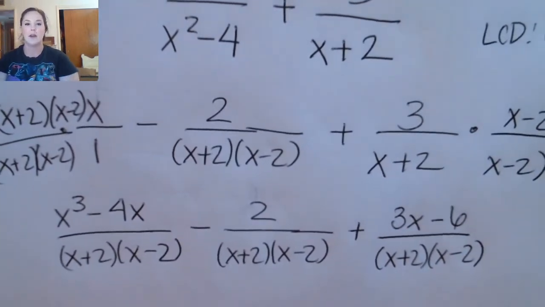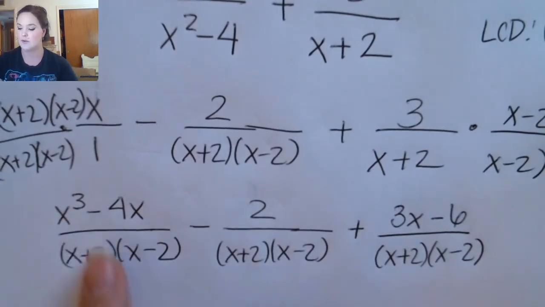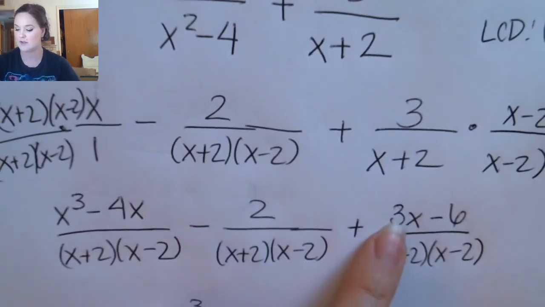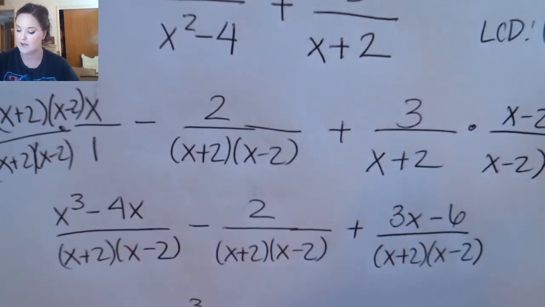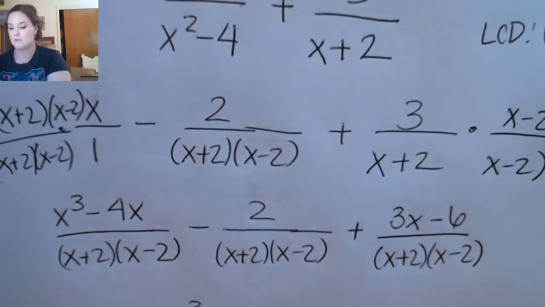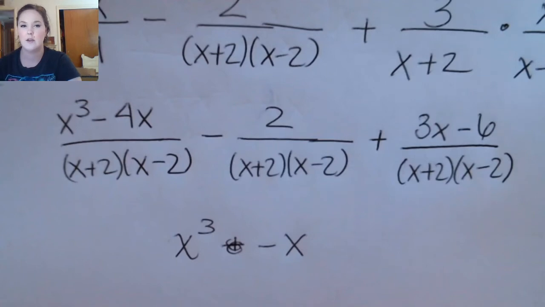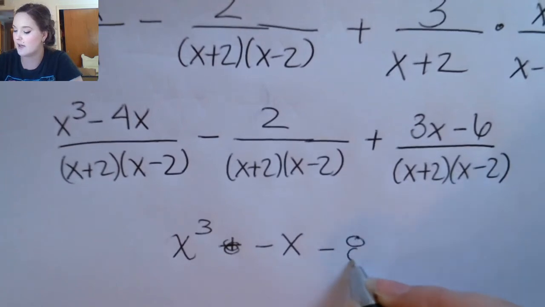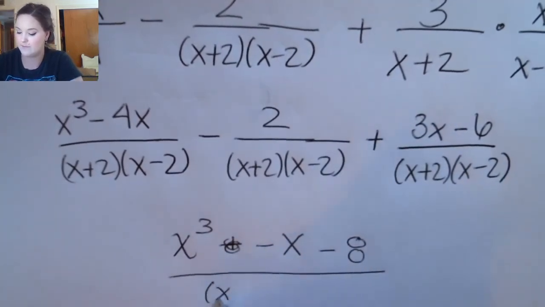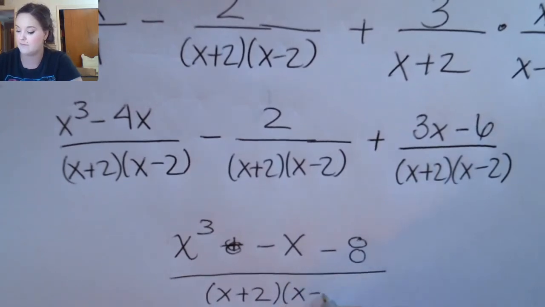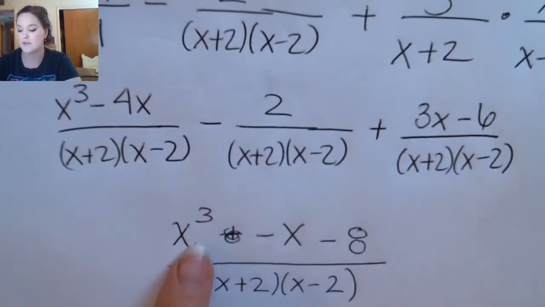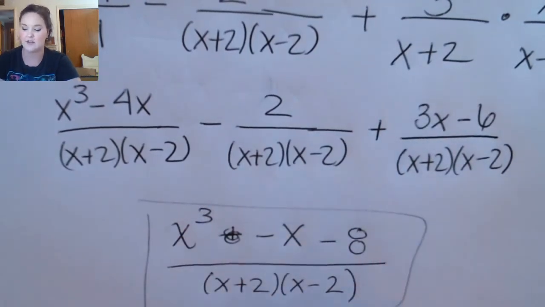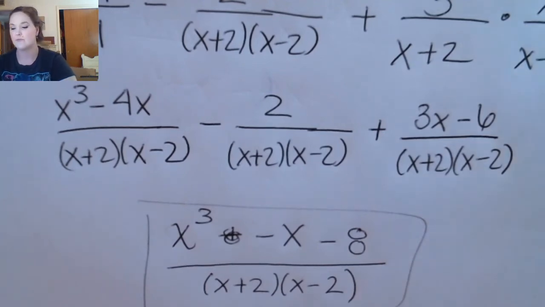Now I'm going to combine all my like terms. There's no like term for the x cubed. Now I have negative 4x and 3x. That'll be minus 1x. Then for the numerical values, I have negative 2 and negative 6, so that's negative 8. Now because this is x cubed instead of x squared, you know that this doesn't factor. So I would leave my answer just like this.